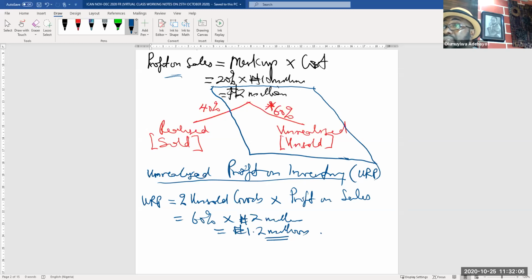Any question? Daniel said we don't have to convert back to percentage. Yes, you may not convert back to percentage if you know how to navigate your way. But if not, convert it to percentage and use that percentage to determine your unrealized profit. Any question at this point?